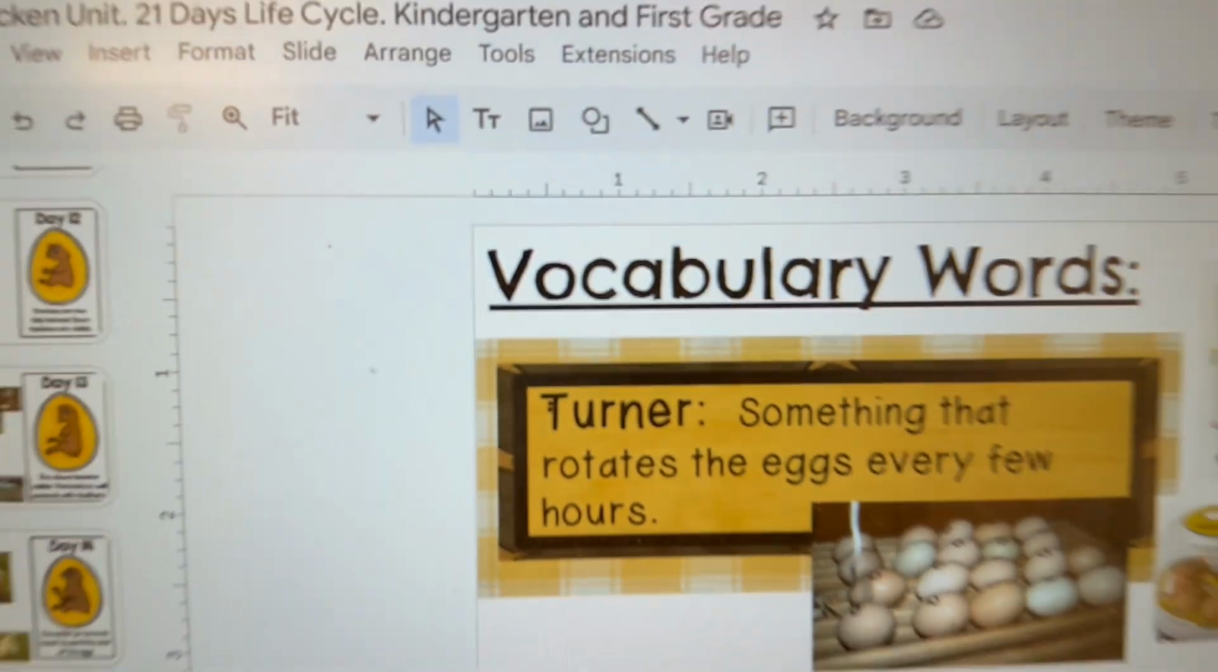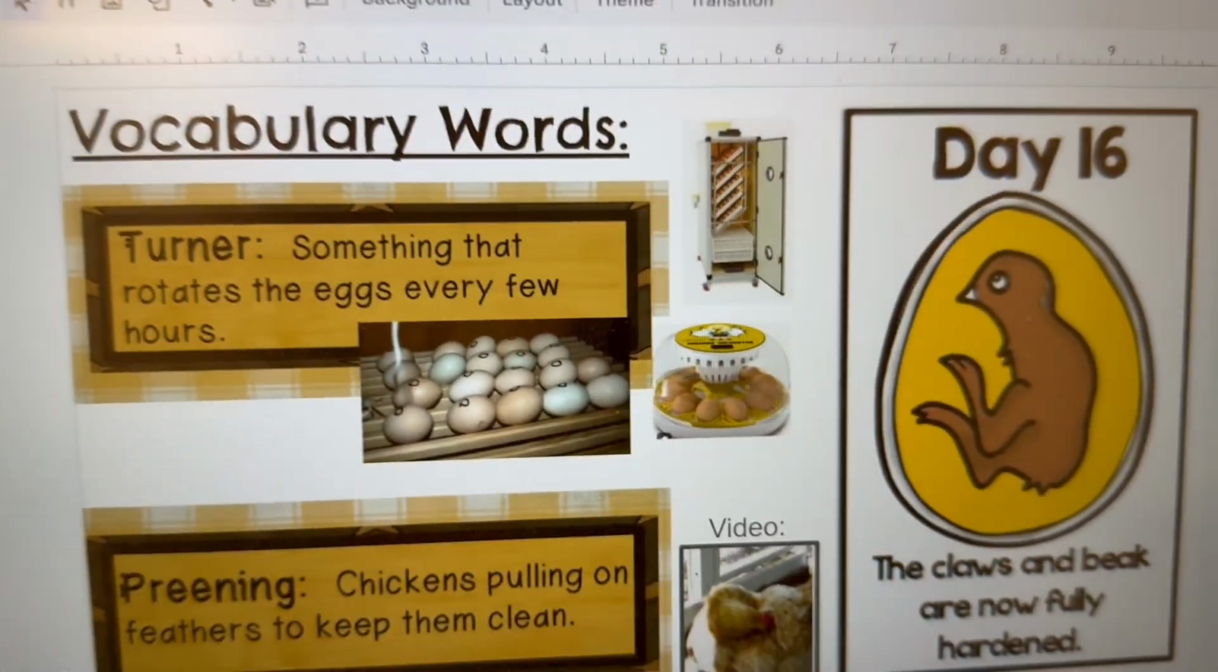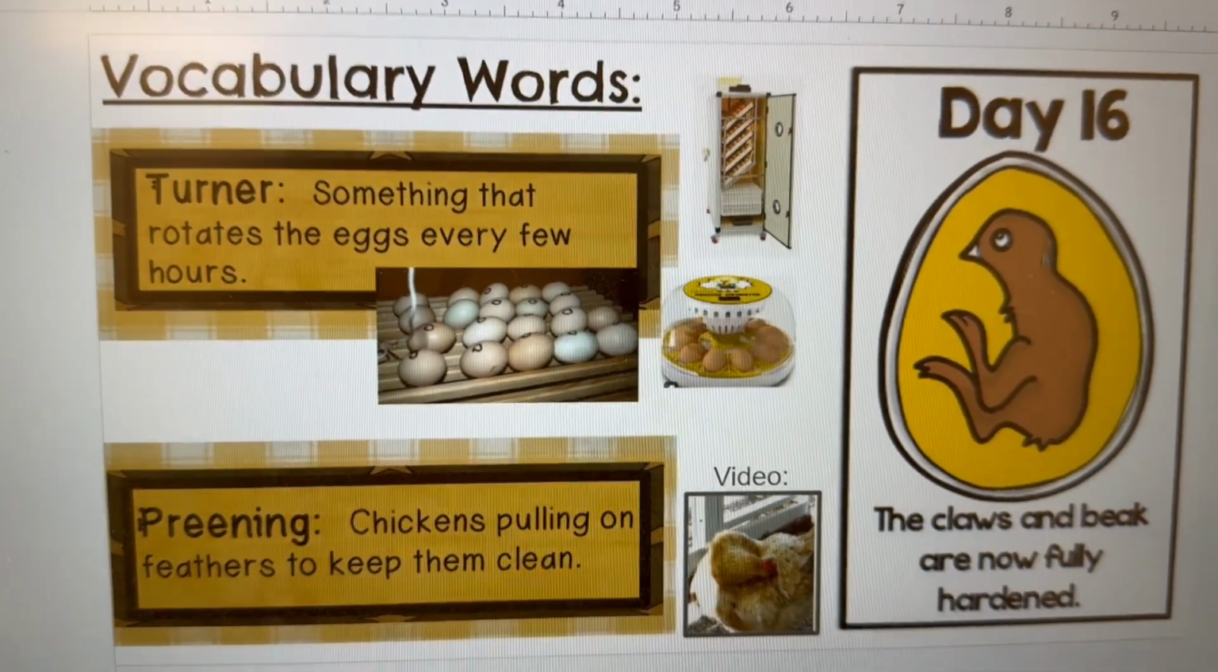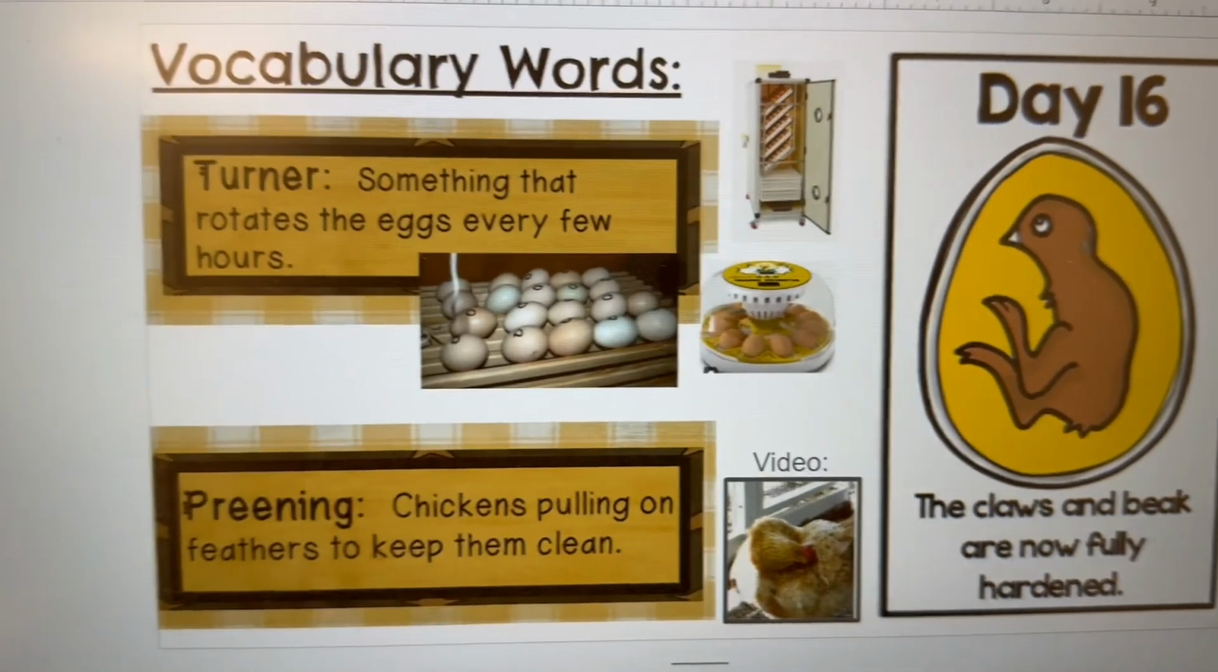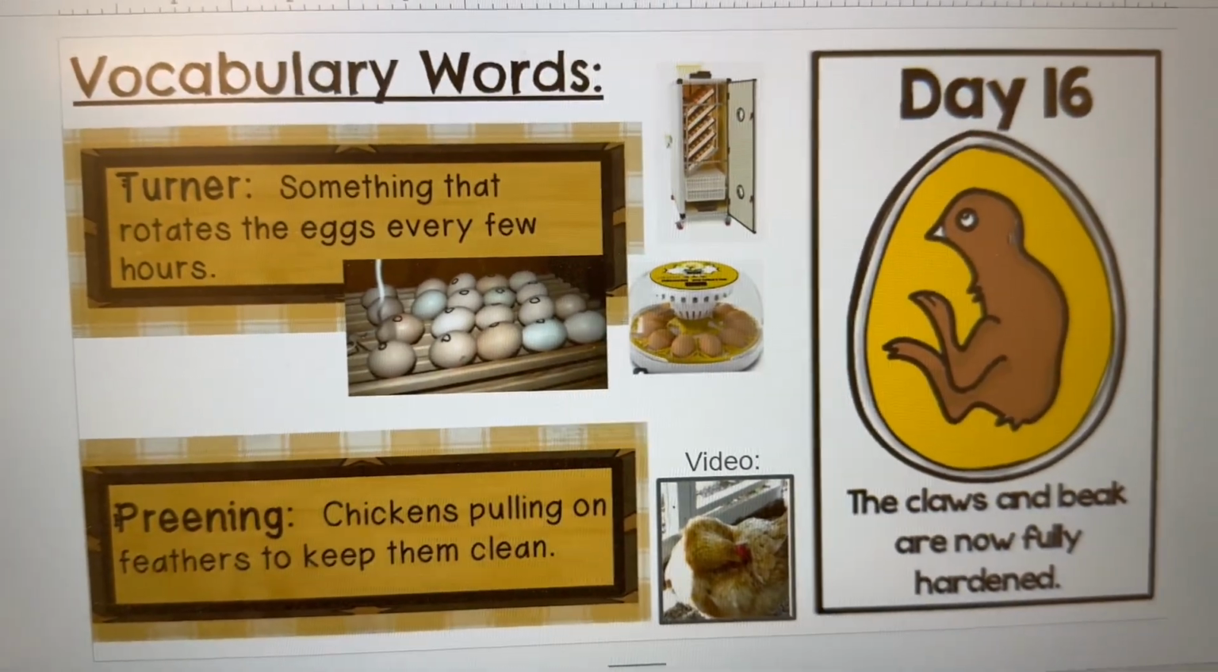All right, boys and girls, these are our vocabulary words for today, turner and preening. And on day 16, the claws and beak are now fully hardened. We have 5 days left. How exciting!